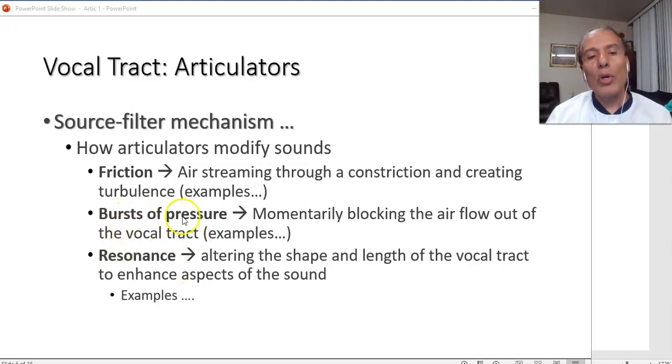So these are bursts of pressure, the 7 sounds, and also the frication or friction. There are also sounds that work on modulating the resonance, for example changing the shape and length of the vocal tract, like vowels. In addition, there are some where you have blockage and rerouting of the air. But the biggest ways to produce sounds are through friction and through blockage of the vocal tract, partial constriction or total obstruction.